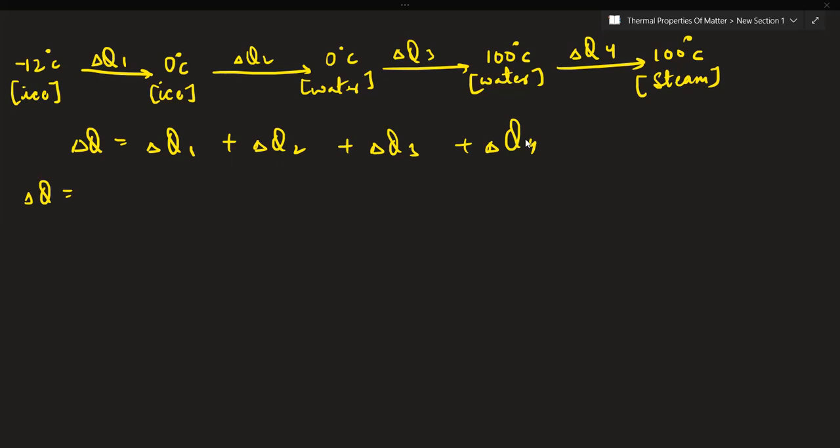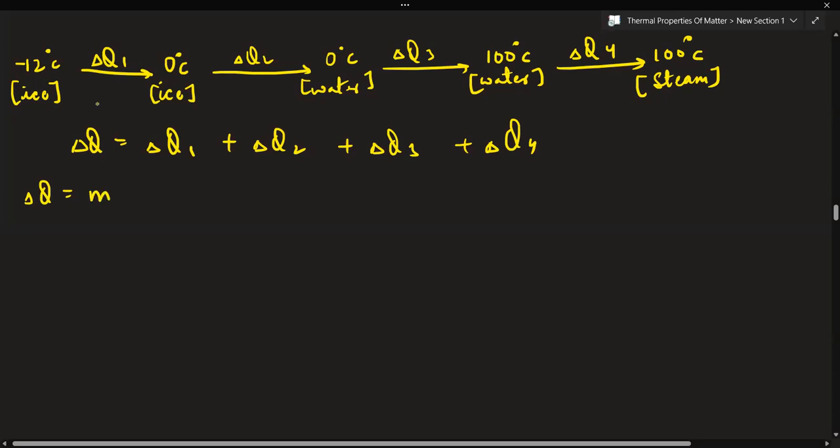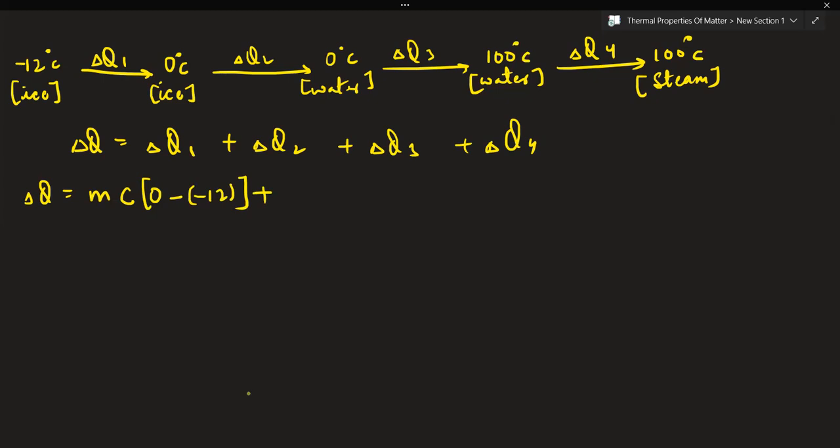MC delta T. So this will be M, mass of ice that is taken, C, then delta T. What is delta T? This is 0 minus of minus 12. So MC delta T, Q1 is clear. Q2, Aisha, ML or MC delta T? MLF. Correct, very nice.